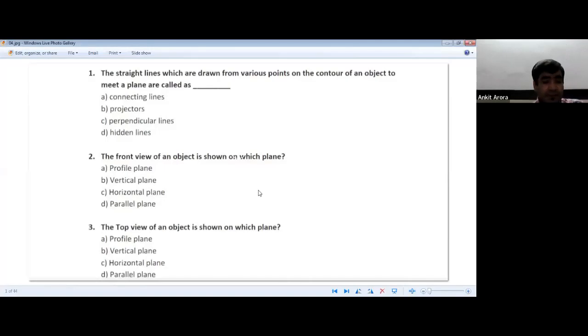Okay. So let's do the first one. The straight lines which are drawn from various points on the contour of an object to meet a plane are known as. Just message me on the chat box. Okay. So B7 and B6, both of you have answered. Ritu, can I have your answer also?